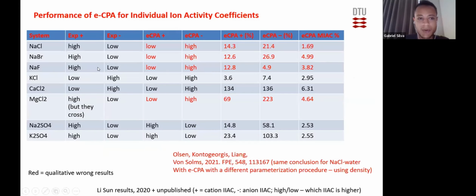Here is a table showing what I have just talked about, the trends of cation and anion when you compare them in the individual ion activity coefficients, because for some electrolytes the results of the anion are below or above the results of the cations. And when using different theories, ECPA, MSA, or molecular simulations, you can get correct or wrong trends.